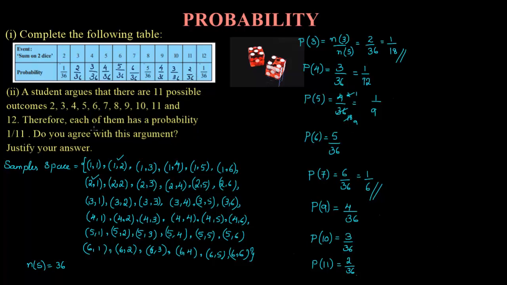Now they have asked you part 2 of this question. In this they have asked you, a student argues that there are 11 possible outcomes, from 2 to 12. Therefore, each of them has the probability 1 by 11. Do you agree with this statement? No, absolutely no, because there are 11 outcomes from 2 to 12. That is true, because you cannot have the sum as 1, because at least one should occur on both the die, right? So obviously the sum will start from 2 and end at 12. So the first part of the statement is true, but he is saying that the probability of all these events is 1 by 11. So this is not true, because you can observe here the probability of every sum, you are getting a different answer.